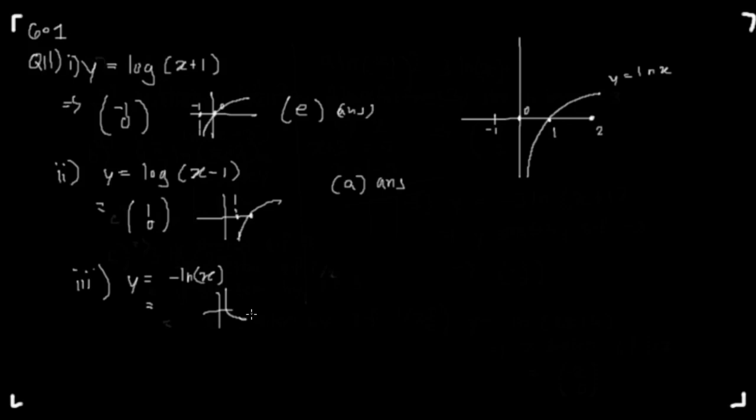So x is increasing here, but y is decreasing here. So it's like this, right? x is increasing, but y is still decreasing. So it's going to be like this. So the graph would look like this. The answer is F.